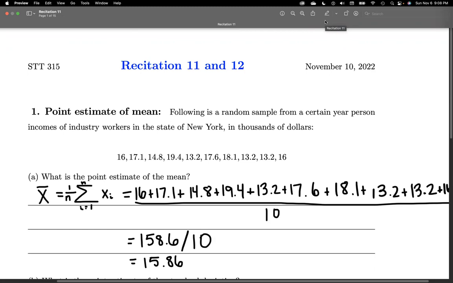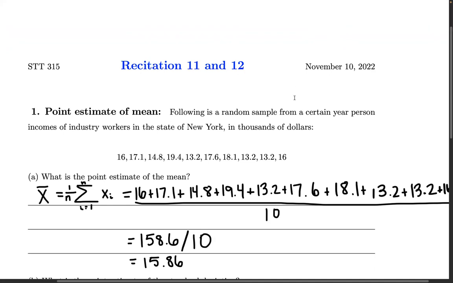Point estimate of mean. Following is a random sample from a certain year of personal incomes of industry workers in the state of New York, in thousands of dollars. So here are 10 different incomes of industry workers that we have here. The first question is, what is the point estimate of the mean?